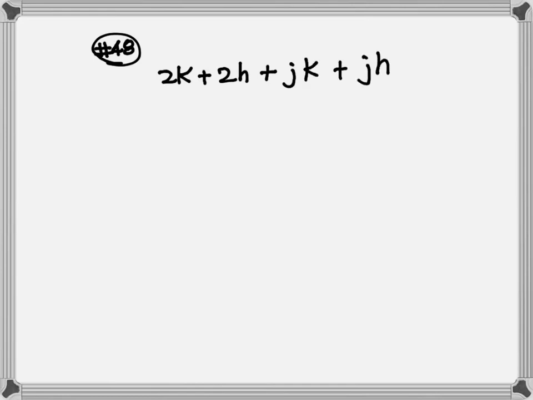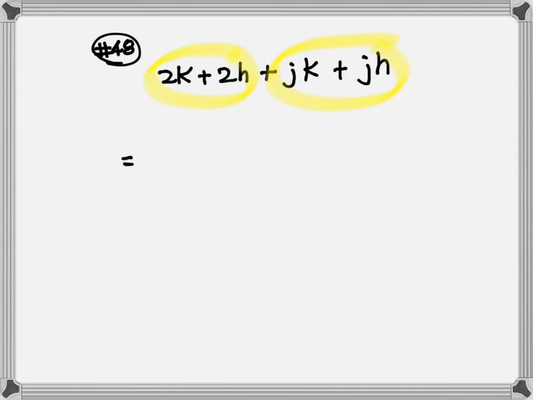Now, number 48. Here we have 2k plus 2h plus jk plus jh. They ask us to factor by grouping. Every time they ask you to factor by grouping, you will have 4 terms, 99% of the time. You're going to group the first 2, then group the last 2. Just think, the first 2 will be on one team, the last 2 on a different team.